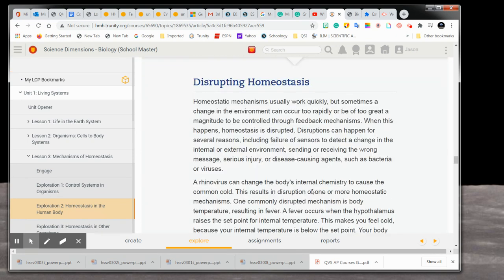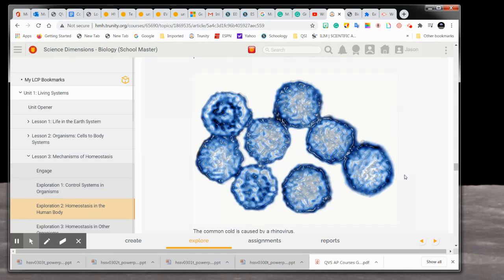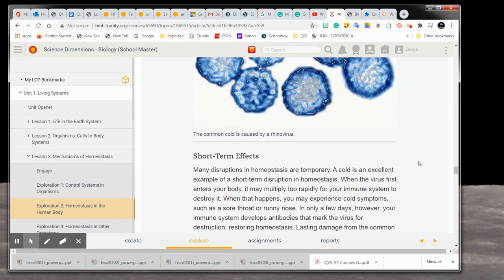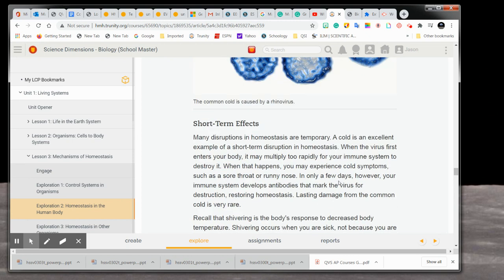I'm not going to go over all this stuff. I just want to point out here that disruptions in homeostasis can be temporary. They give the example of the rhinovirus. This is the type of virus that causes the common cold. For most cases, the common cold is not deadly, but it is a major inconvenience, that's for sure. So it's an example of a temporary change in homeostasis. It is not permanent. So it has short-term effects.